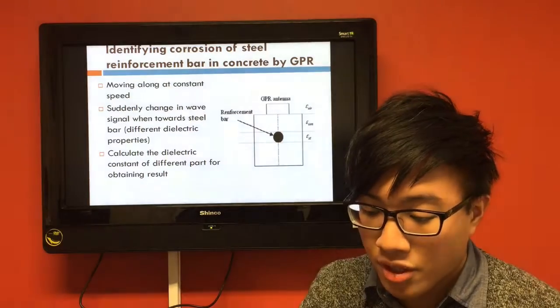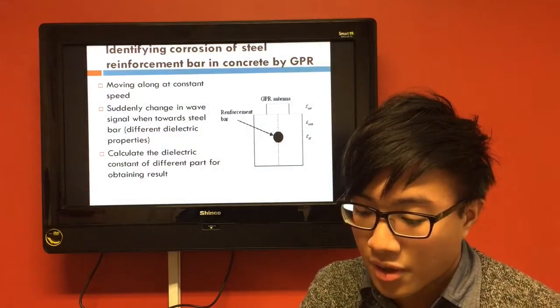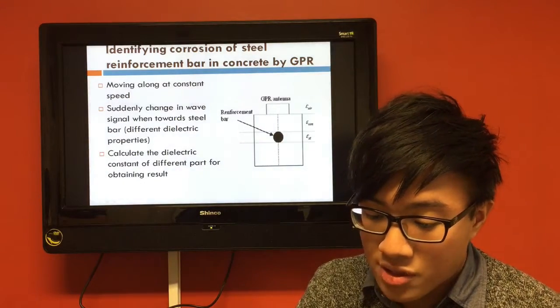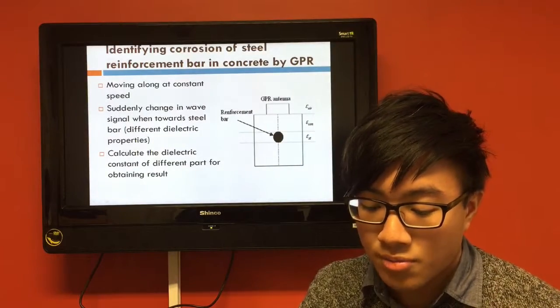The dielectric constant can be calculated using some formulas by recording the signal of the reflected wave. After calculating the dielectric constant of different parts, the location of the steel reinforcement bar and the location of the corroded parts can be obtained.